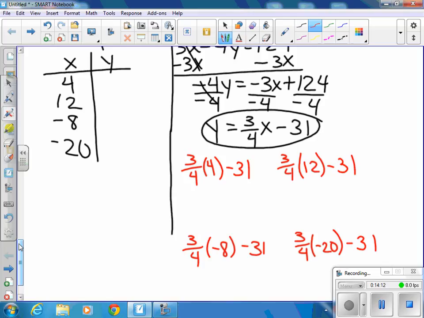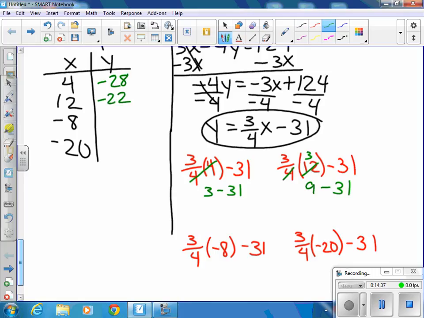Right? So when we're going to do our work up here, 3/4 times 4, the 4's cross off. That leaves you with 3 minus 31. Right? And 3 minus 31 is going to give you negative 28. So you fill that in next to the 4. Come over to the next problem. 4 goes into 12 3 times, so cross the 12 out, make it a 3. Now multiply 3 times 3 and you get 9 minus 31. 9 minus 31 is going to give you negative 22.